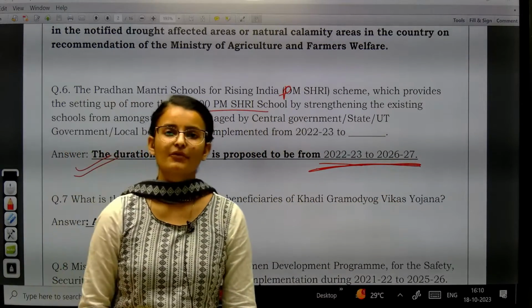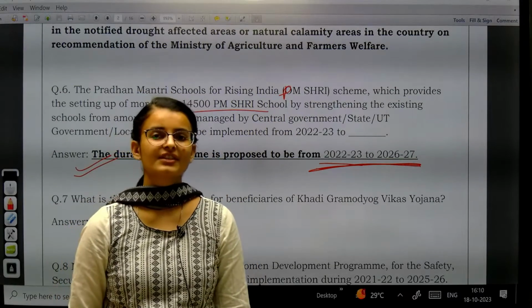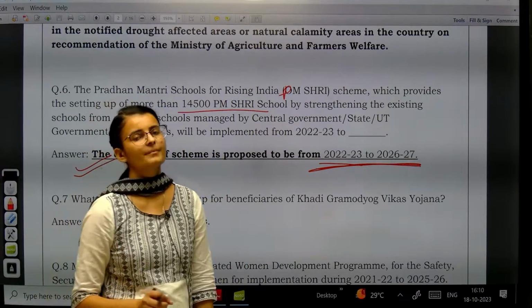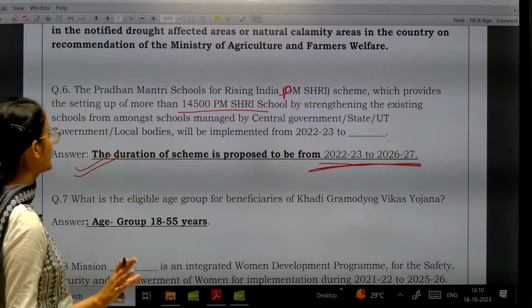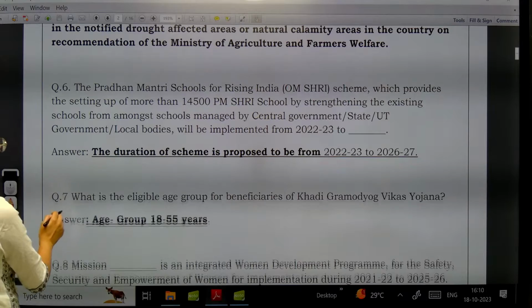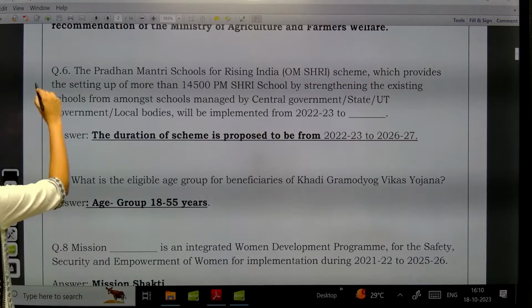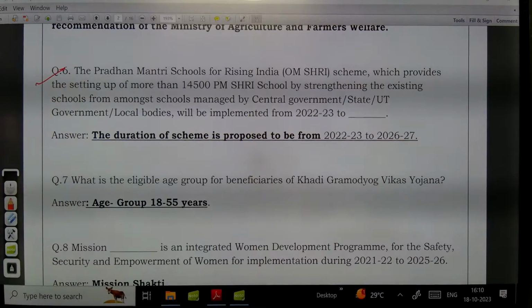In every exam of regulatory bodies, any scheme which is extended, one question based on the time frame of the scheme is definitely asked. I have seen it in every regulatory body exam. So it is very important. Also, it was in the news from the past 6-7 months too.